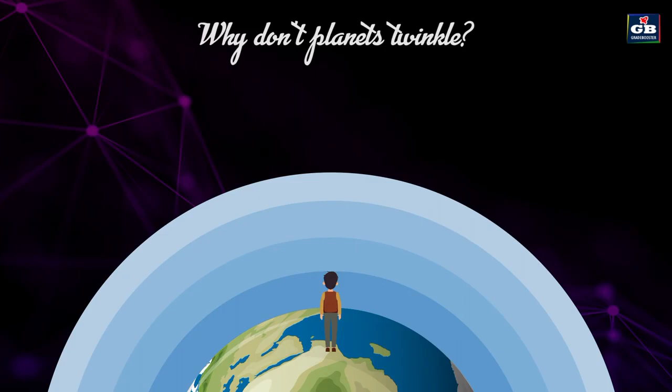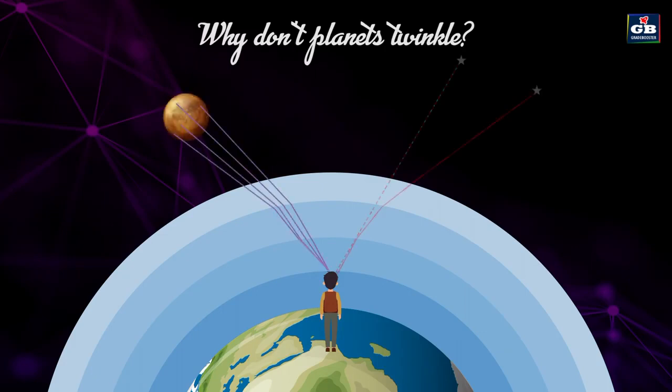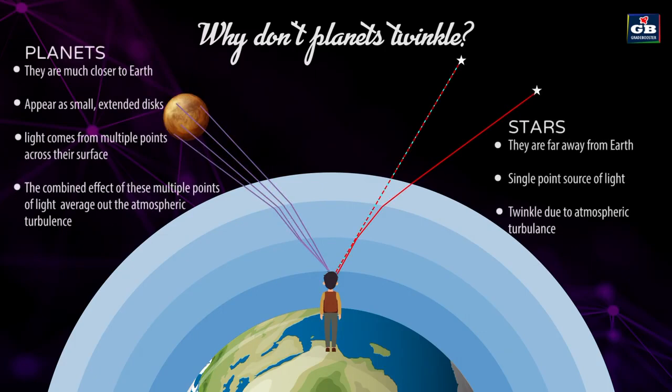If that is the case, then why don't planets twinkle? Why does it not apply to the planets? Planets do not twinkle like stars because they are much closer to Earth and appear as small extended disks rather than point sources of light. Planets are not point sources of light. Many points of light come from the planets since they are bigger and closer to the Earth. They are not a single point source of light. So this phenomenon happens only with a single point source of light.